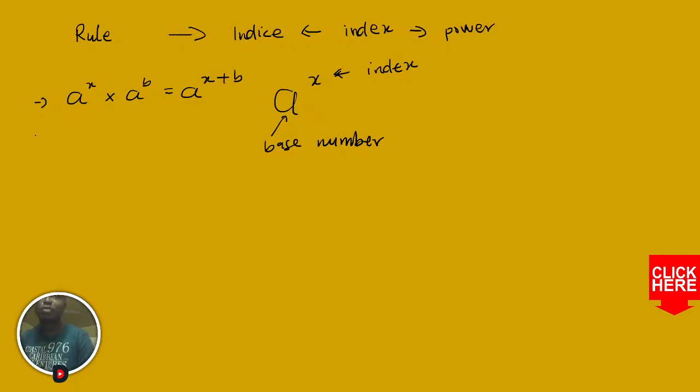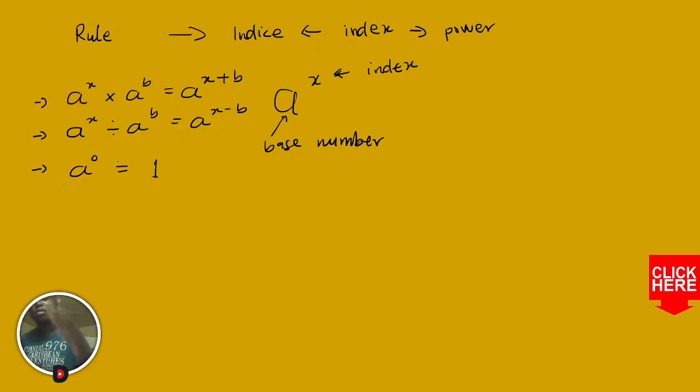Fantastic, no noise. Thank you very much for that feedback. If I have the same thing, but this time the operation between them is division, then the powers are going to subtract. There's also another one: if the thing is raised to the power 0, that is equal to 1.